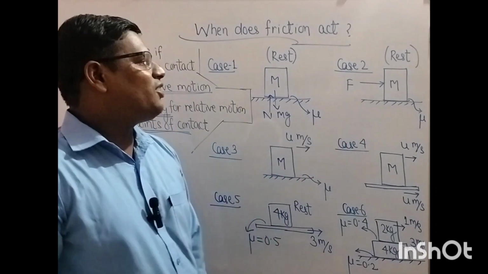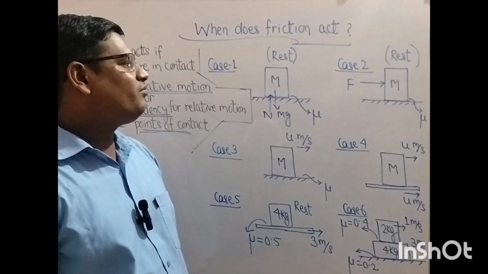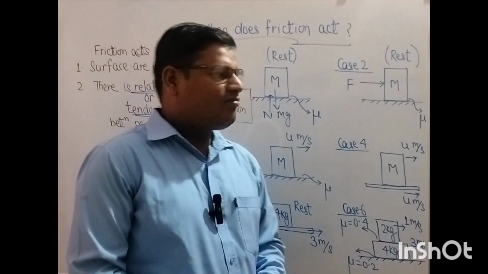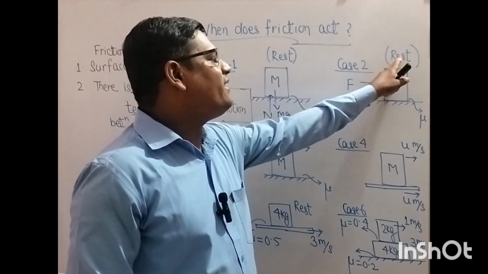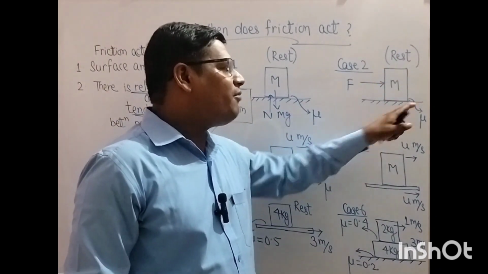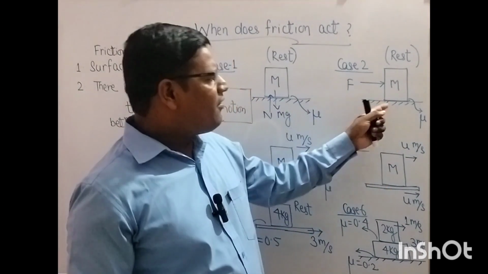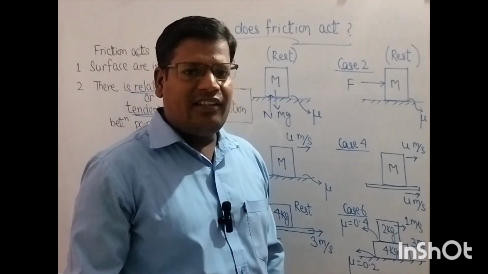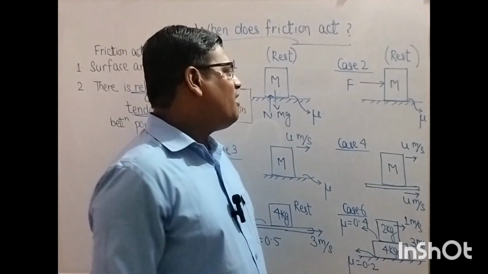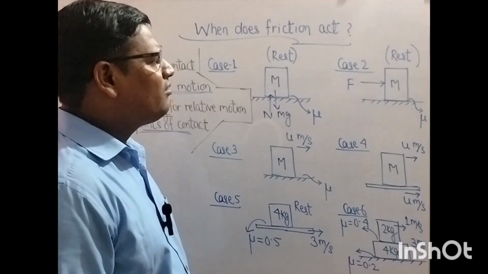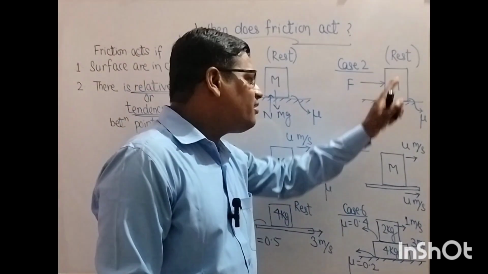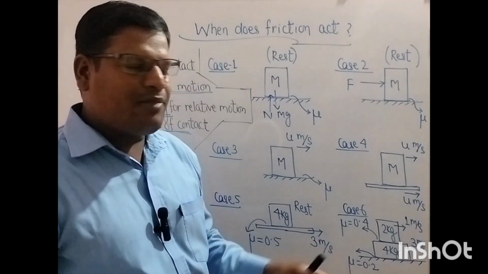Okay, come to case 2. Here you see again a force F is acting but the body is at rest. Mass of the body is m and the friction coefficient is mu. Is friction acting here? Let's check the points. Let's see whether the conditions are satisfied. First point, is there any relative motion? No, the body is at rest and the ground is also at rest. So there is no relative motion.